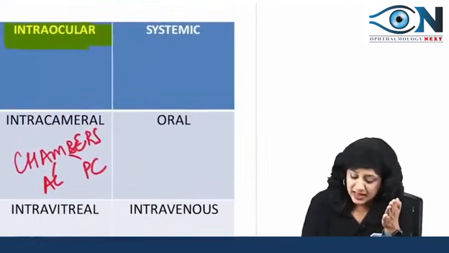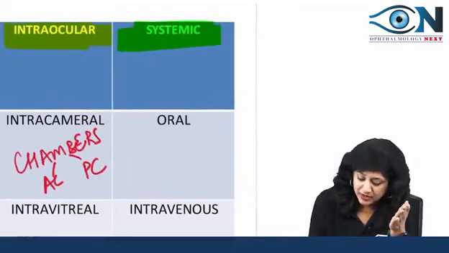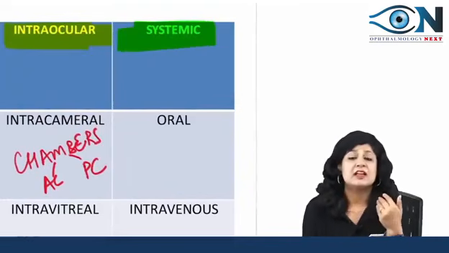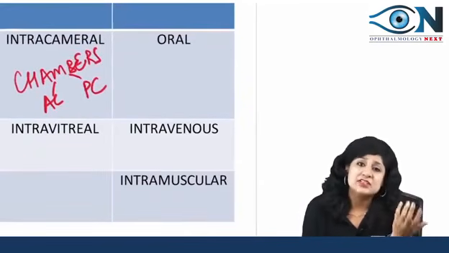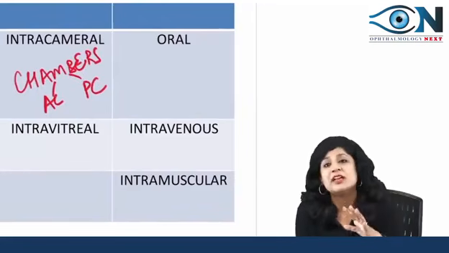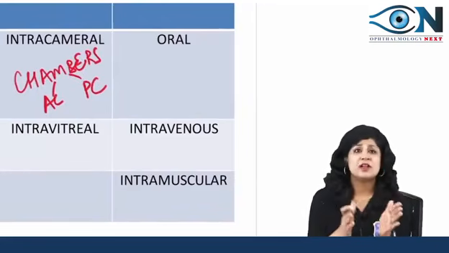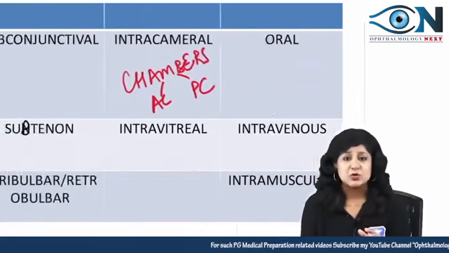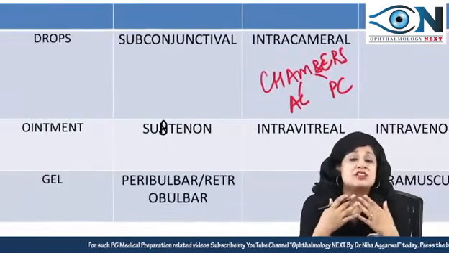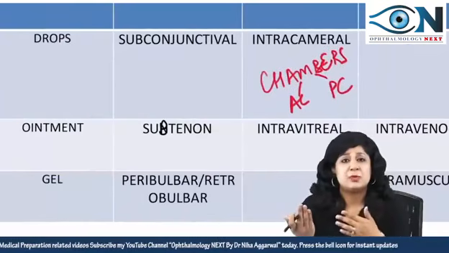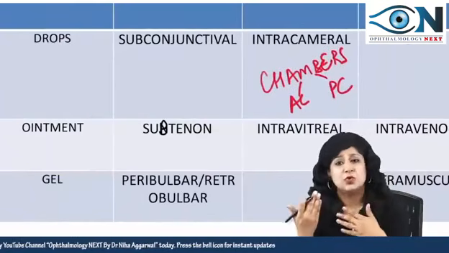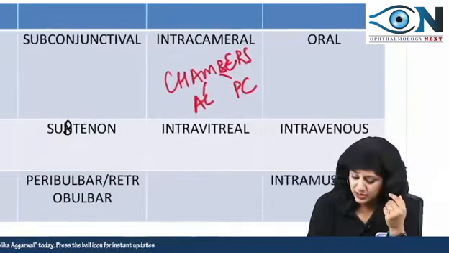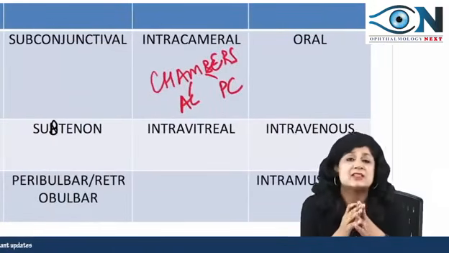And then finally I have the systemic drugs. In the systemic drugs, I can give the oral ones, I can give intravenous injections also, intramuscular injections also. I think oral, intravenous, intramuscular are very well known to you. Intravitreal also you know. Subconjunctival injections, peribulbar, retrobulbar, drops, ointment, gels, you know. One of the important things which I think most of you may not know is the intracameral that I have told you.